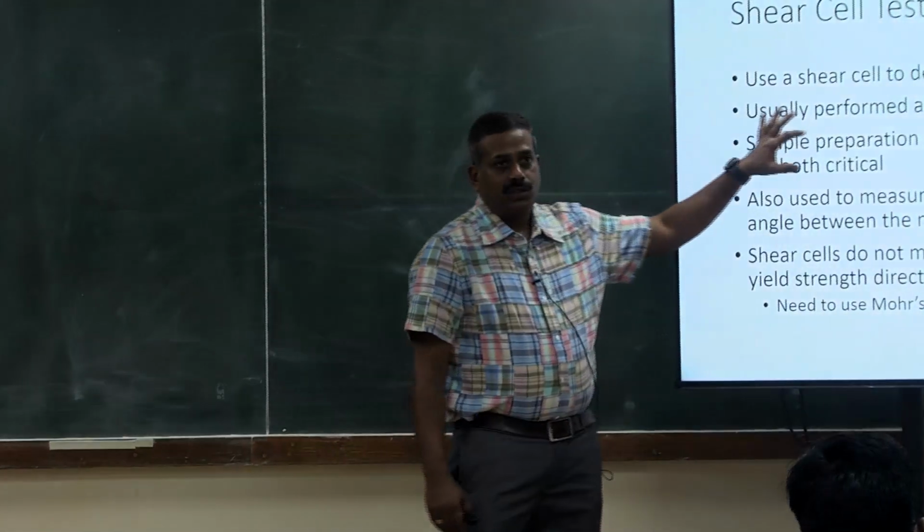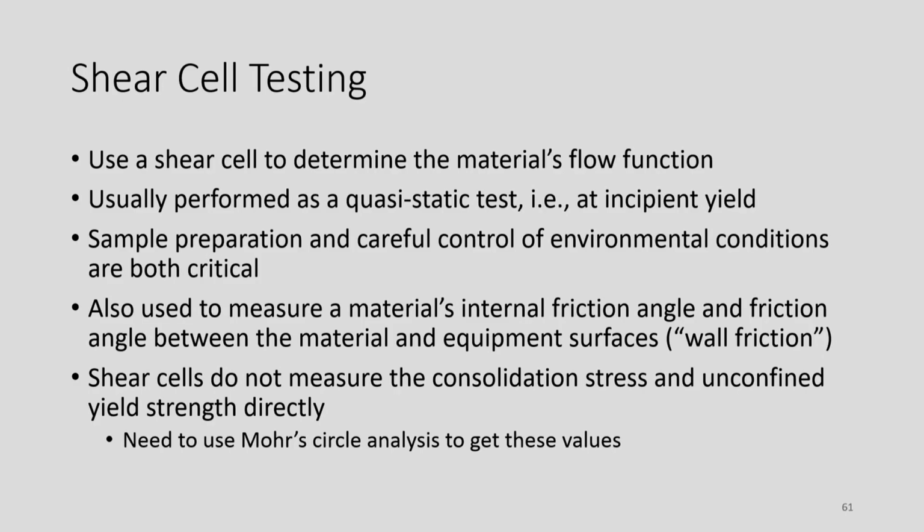We can replicate all of those in an instrument called the shear cell. As we talked about, you test the powder at different consolidation stresses and then get the unconfined yield strength. It's usually performed as a quasi-static test, which means you have the powder bed fixed, and when it starts moving, slowly changing from static to dynamic, that's the point called the incipient yield. That's the point at which we measure the stress and strength relationships.